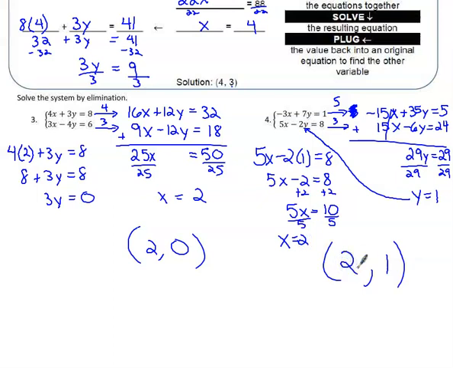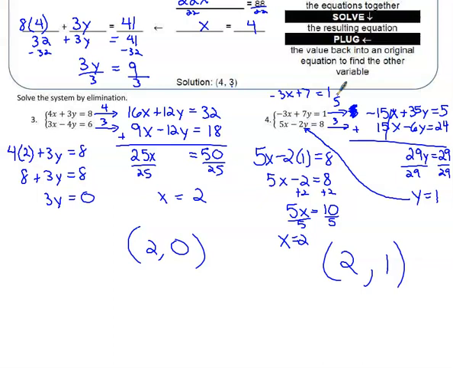And like I said, you could have plugged it into the other one also. If we plugged 1 in on this one, we'd have negative 3x plus 7 times 1 equals 1. Subtract 7 and negative 3x equals negative 6. Divide by negative 3, you still get 2. And that's how you do systems of equations by elimination.